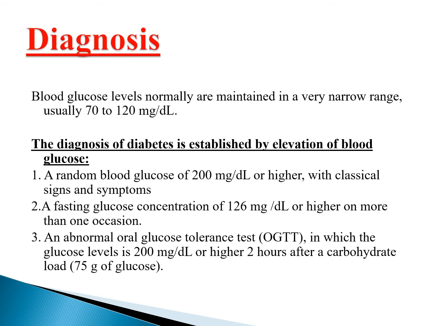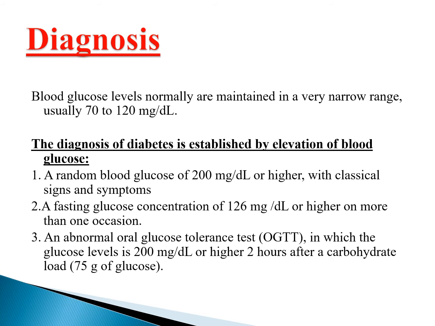How to diagnose diabetes? Blood glucose levels are normally maintained in a very narrow range, usually between 70 to 120 milligrams per deciliter. The diagnosis of diabetes is established when the blood glucose levels are elevated, but it depends on which test we use. If we use a random blood glucose test, the cutoff point is 200 milligrams per deciliter, with the classical signs and symptoms of diabetes.